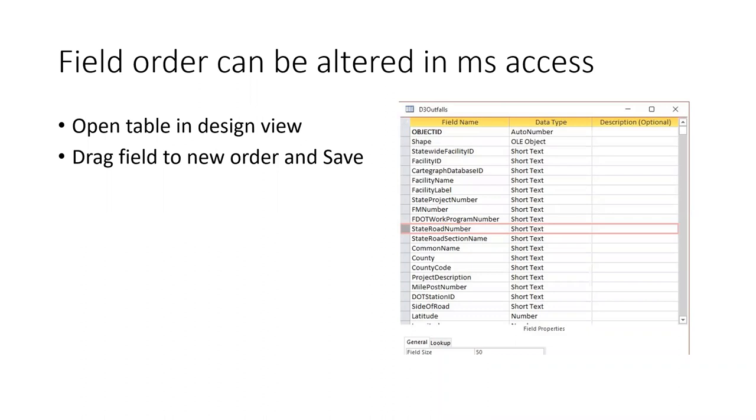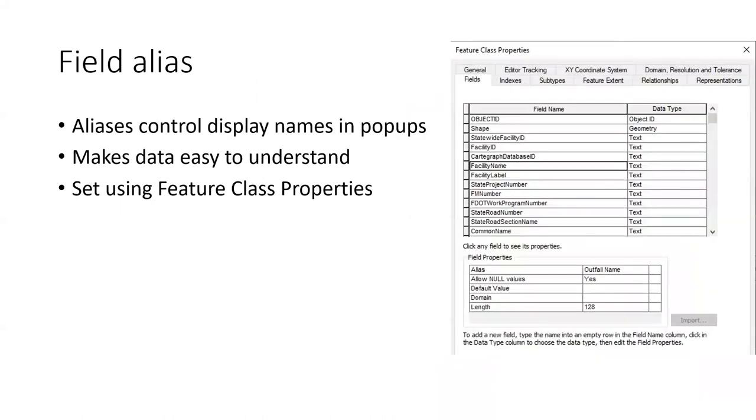That's why doing all your work outside the enterprise database will ultimately save you a lot of time, because you want to nail it down, get it all agreed upon and signed off on, and then you migrate that to the enterprise database. And there are different ways you can do it. You can do an XML workspace export, or you could just copy it from your personal geodatabase into the enterprise database. The next thing I want you to think about: field aliases.